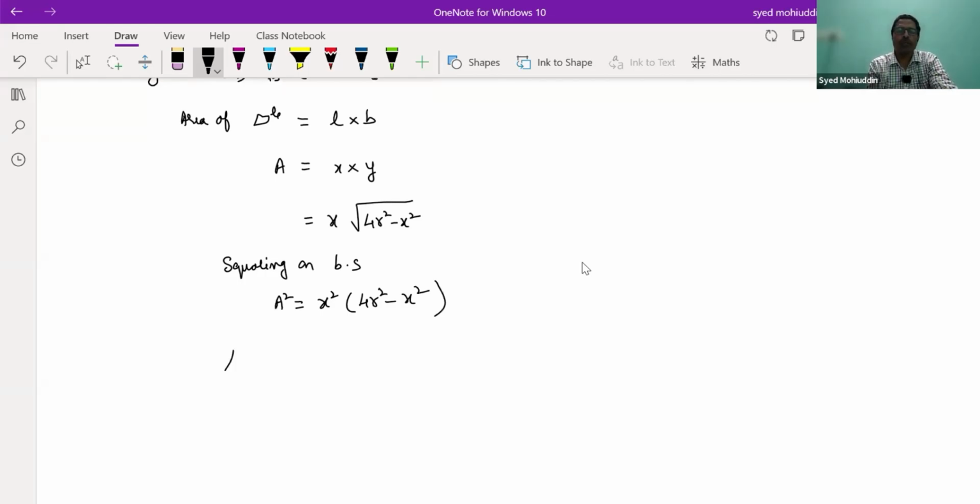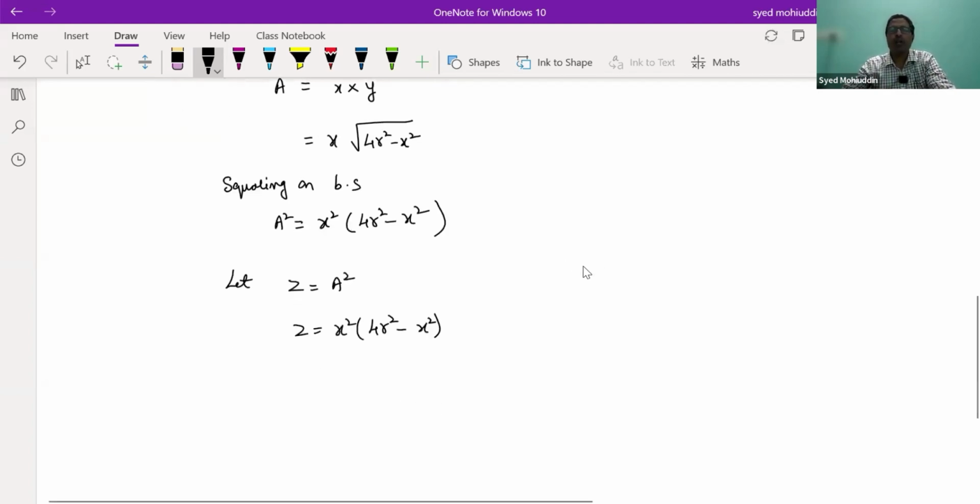Let me take this A square, because again differentiation will become difficult for us. So let me take this value, since we're calculating area, let me take that as z. z is equal to A square. Therefore, z will be x square into 4r square minus x square. So z has been obtained, but for finding out the maxima or minima, you have to first find out the value of x. So to find out the value of x, you have to differentiate this.